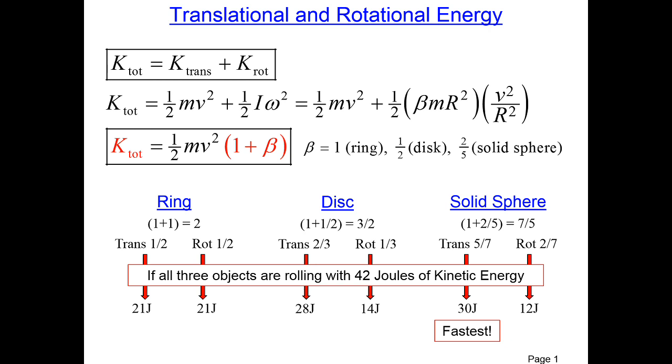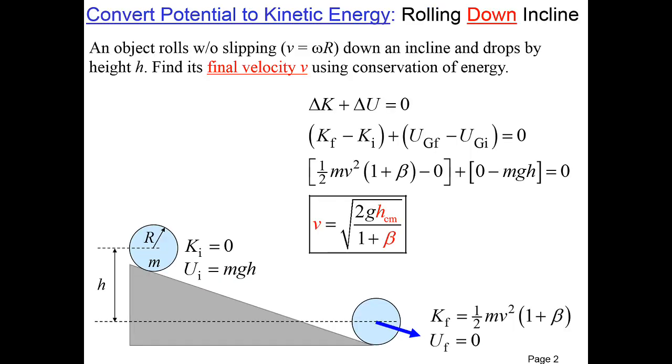In the solid sphere, beta is 2/5, so in that case 30 joules will be in translational kinetic energy, and 12 joules will be in rotational kinetic energy. So if we roll our objects down the hill, the sphere is going to roll the fastest, and the ring will roll the slowest. If we want to calculate the velocity of a rolling object after it has rolled down a certain distance, we can solve this exactly the same way we did before, but now we need to include the rotational kinetic energy.